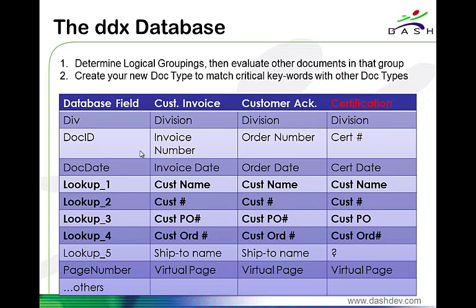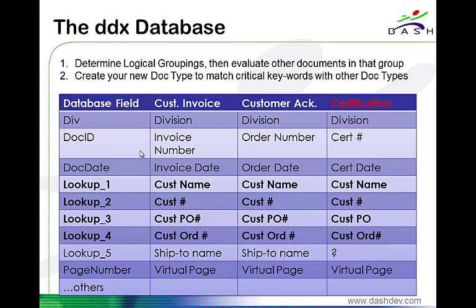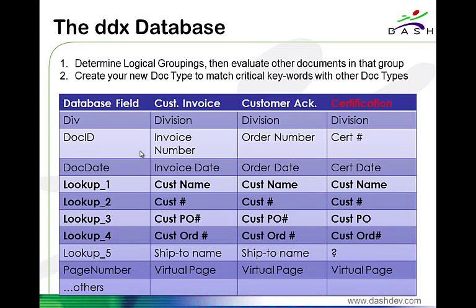As we can see from the matrix on the screen here, at the left we've got the internal DDX database fields, those columns that you will find in DDX's main table. And then at the right, we've got 3 different document types listed, each of which we've kind of mapped or drawn the matrix to show where information is stored within DDX. And we can see, maybe I want to add a new document type called a certification over at the right.